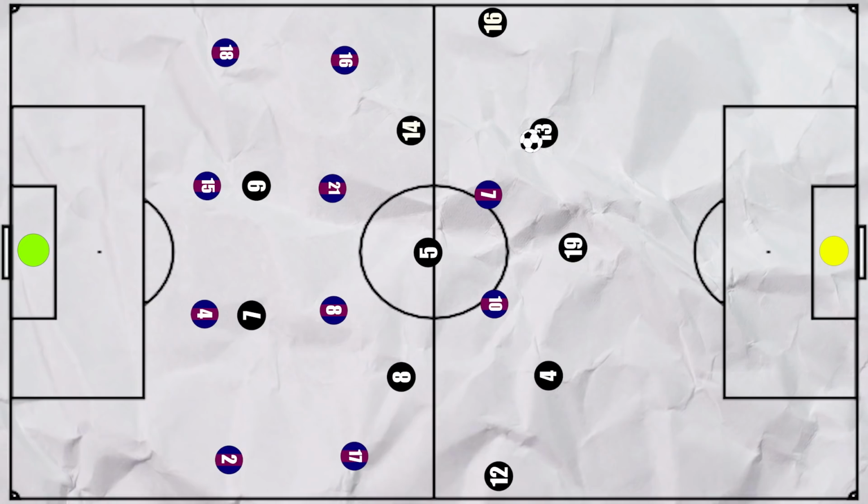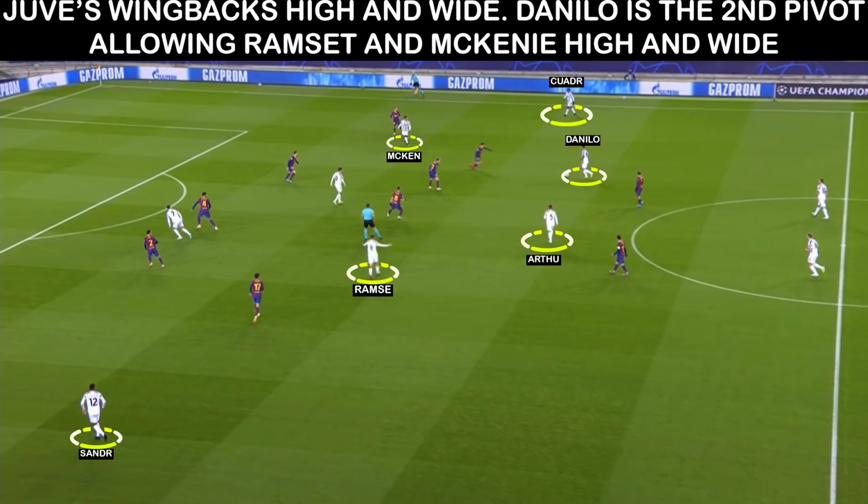He would often look to receive the ball and advance into the midfield to be an auxiliary pivot, whilst Cuadrado pushed high on the right, and generally, getting both wingbacks high and wide was a consistent pattern as they looked to stretch Barcelona's back four. And Danilo's positioning in the midfield was vital, as it gave Juventus' midfielders extra fluidity. Artur was the only one of the three who tended to hold his position, whilst Ramsey and McKennie had permission to roam.